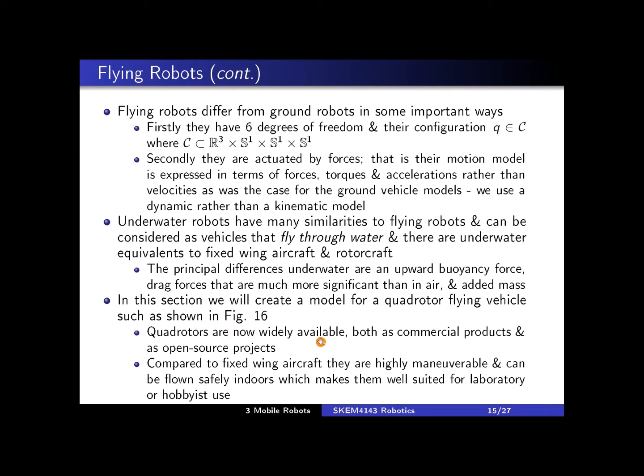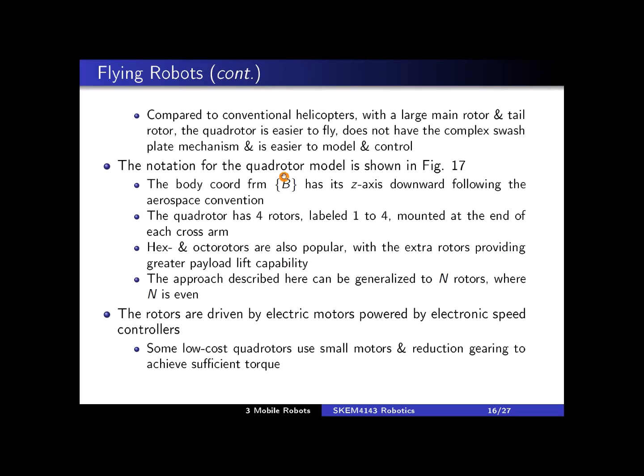Quadrotors are now widely available both as commercial products and as open source projects. Compared to fixed wing aircraft, they are highly maneuverable and can be flown safely indoors, which makes them well suited for laboratory or hobbyist use. Compared to conventional helicopters with large main rotor and tail rotor, the quadrotor is easier to fly, does not have the complex swash plate mechanism, and is easier to model and control. So the notation for the quadrotor model is shown in figure 17.